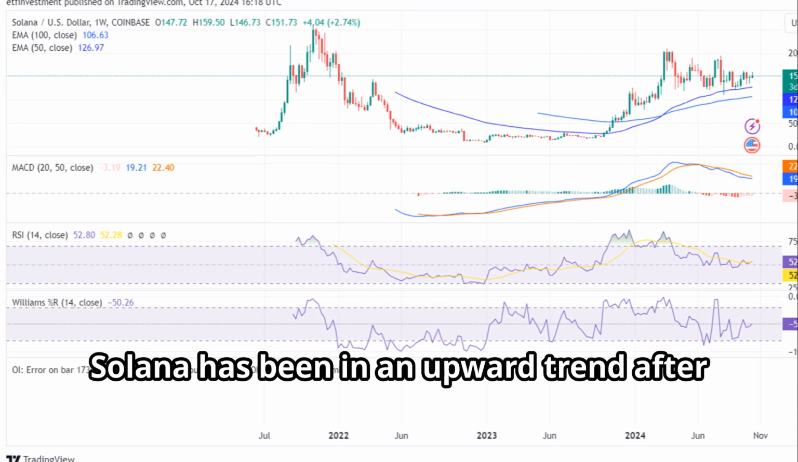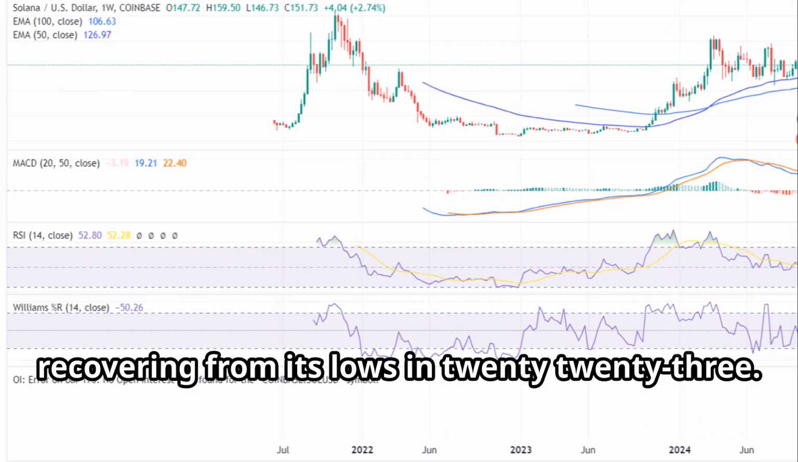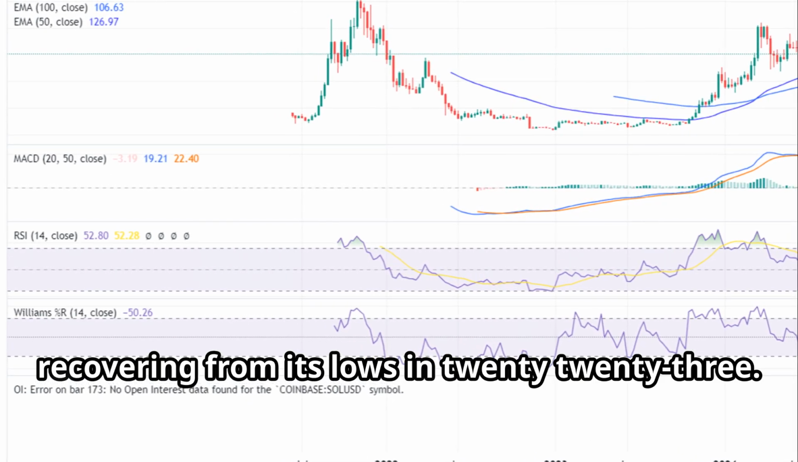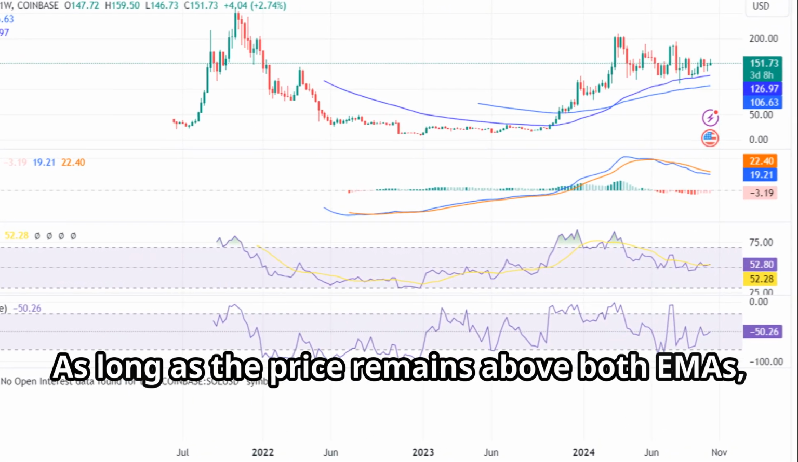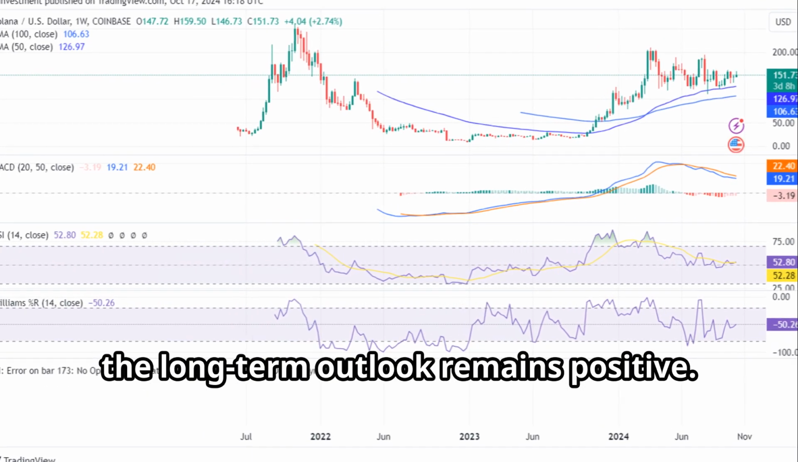In the long term, Solana has been in an upward trend after recovering from its lows in 2023. As long as the price remains above both EMAs, the long-term outlook remains positive.